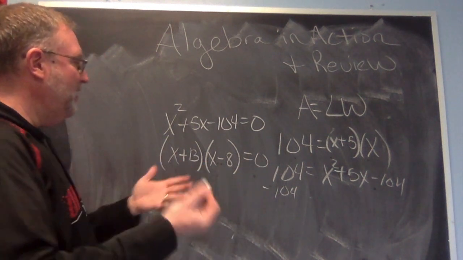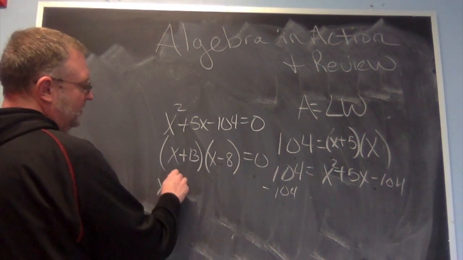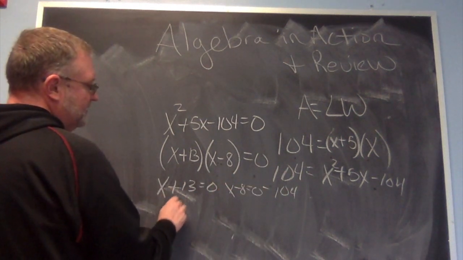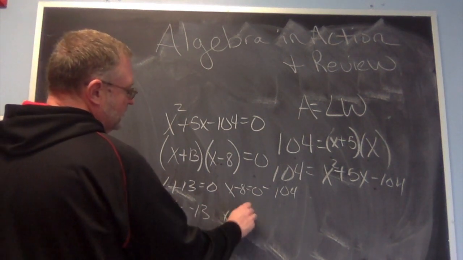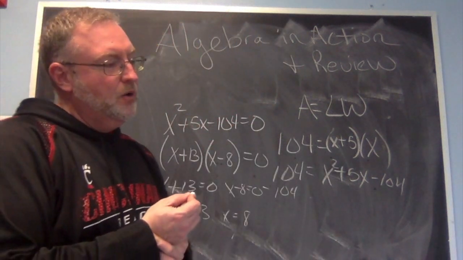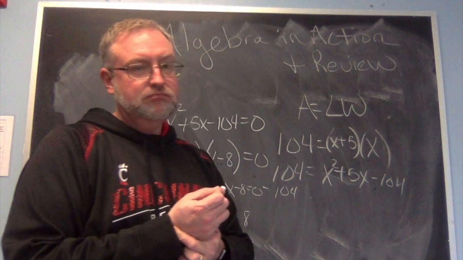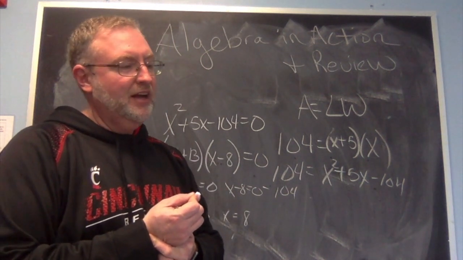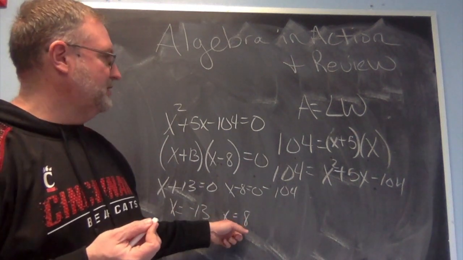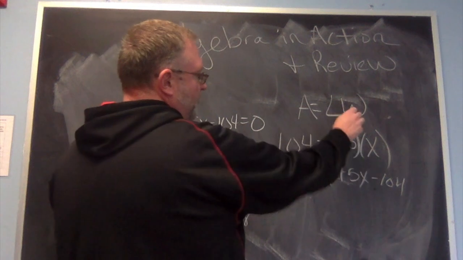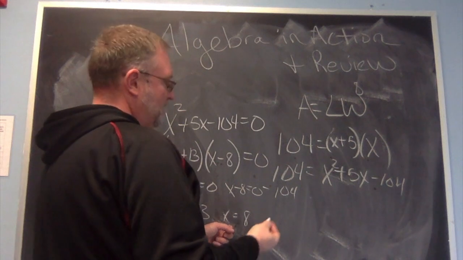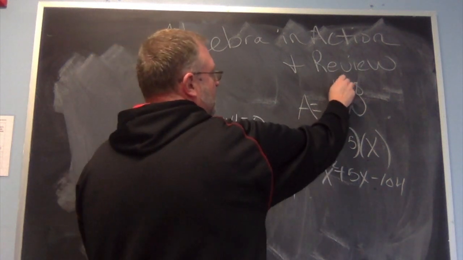Follow me? And so now I'm going to solve: x plus 13 equals 0, x minus 8 equals 0, x equals negative 13, and x equals 8. So now I have my two answers. Now, which one of these do I want to use? I know the length is 5 more. I can use either one of these I want to, but I'll use the 8. So if the width is 8, what is the length? It's 5 more, which will give me 13.